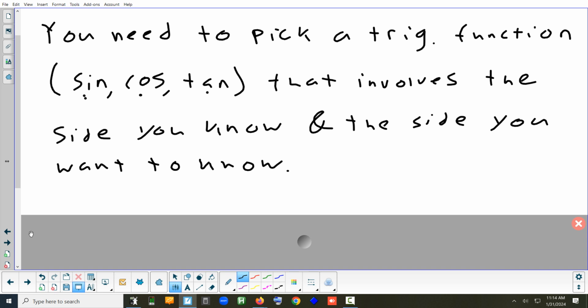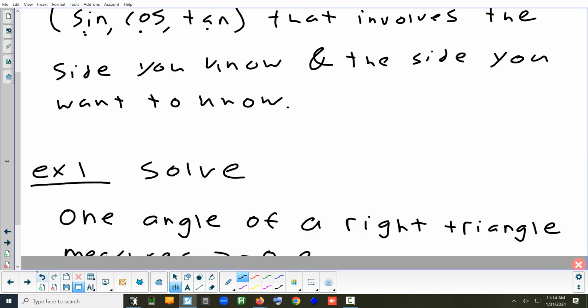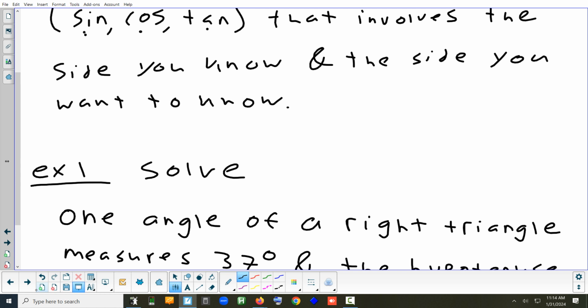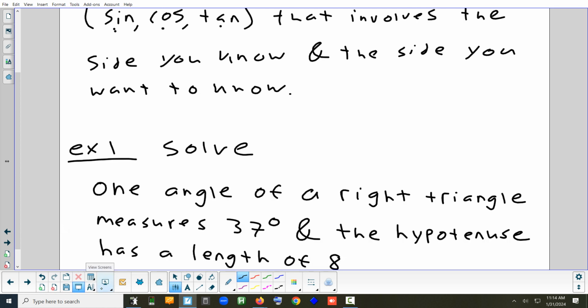And really, that's pretty much all you need for kind of the background on how to solve triangles. Okay, so now we'll try solving the problem. Okay, so in the first one, they are giving us an angle and a side. So they're telling us that one of the angles is 37, and the hypotenuse is 8. Okay, does everybody have the part above the solve?